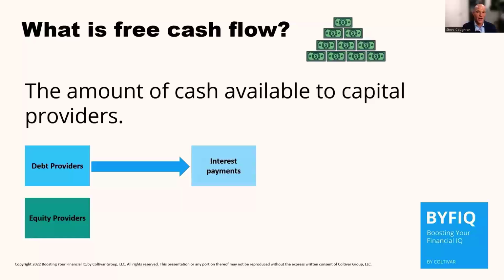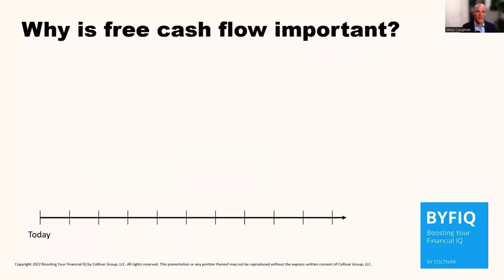Debt providers, they require interest payments on the debt that they extend to the company. And equity providers, they're going to want to see a dividend or distribution, depending on what type of structure you have. A dividend for corporations, distributions for LLCs. But nonetheless, those are the two different types of capital providers, and companies generate free cash flow in order to satisfy the demands of creditors or debt providers, or to provide a return to equity holders and those who have invested within the company.